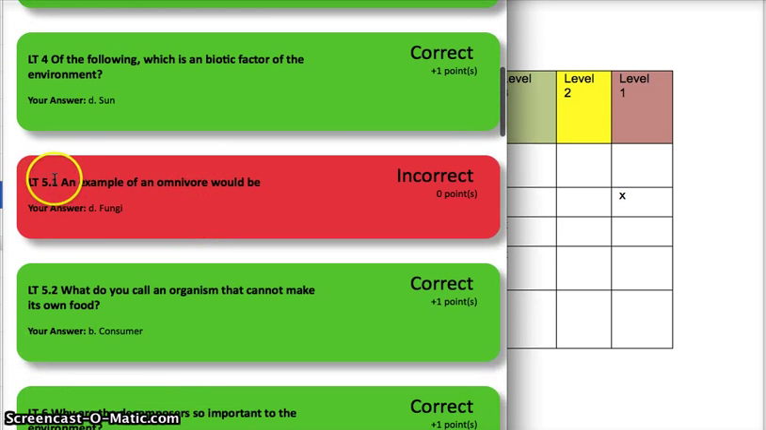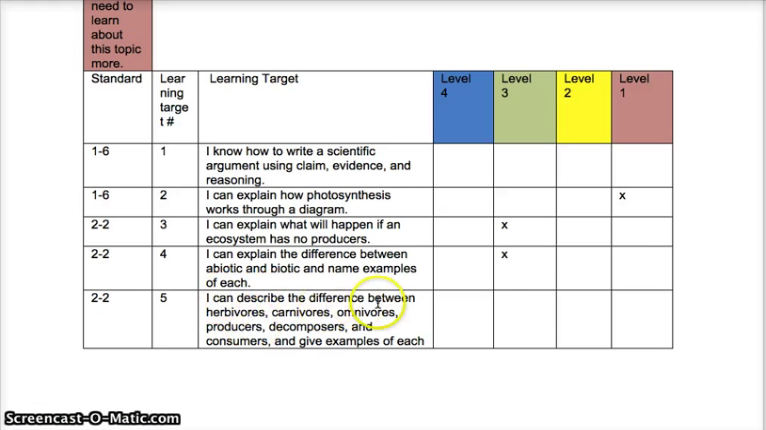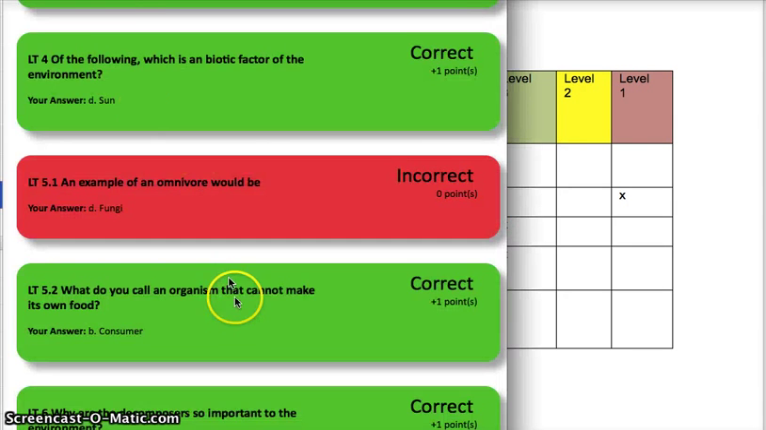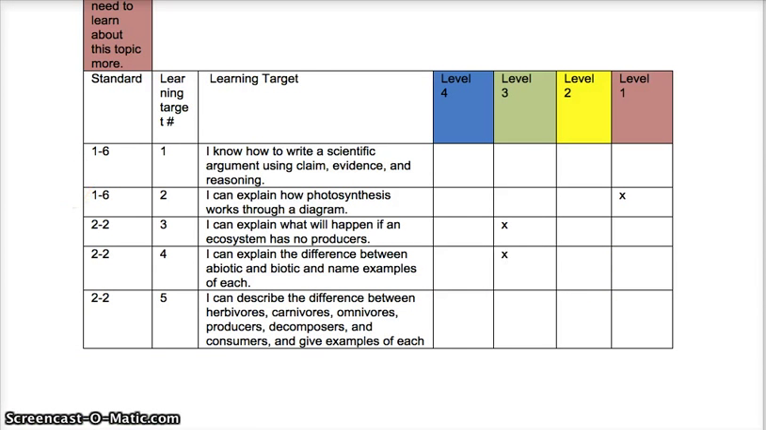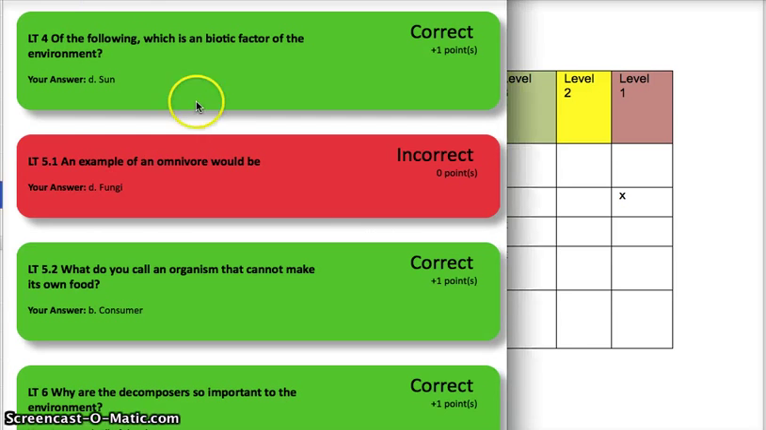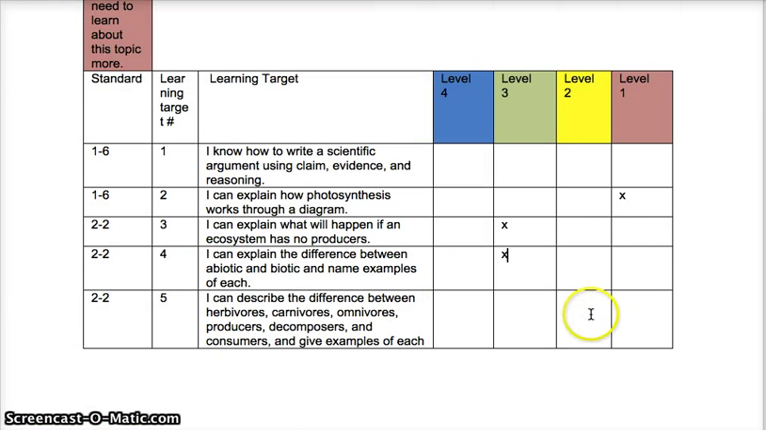There are some questions that have more than one learning target question. So for example, for learning target 5, it says, I can describe the difference between herbivores, carnivores, omnivores, producers, decomposers, and consumers, and give examples of each. I have 2 questions for that learning target, 5.1, 5.2. So based on how you did on both of those questions, I would like for you to give yourself a score. So for me, I got 1 question wrong and 1 question correct. So I kind of know it, I kind of don't. So I'm going to give myself a level 2.